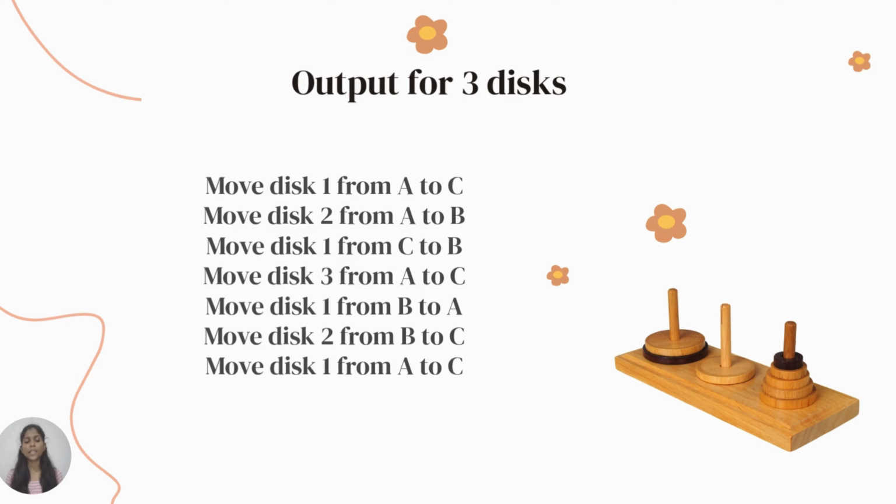Each of these steps follows the puzzle's rules. Only one disk is moved at a time. No larger disk is placed on top of a smaller one. This output clearly shows how recursion works step by step to move all the disks from source to the destination rod using the auxiliary rod as a helper.